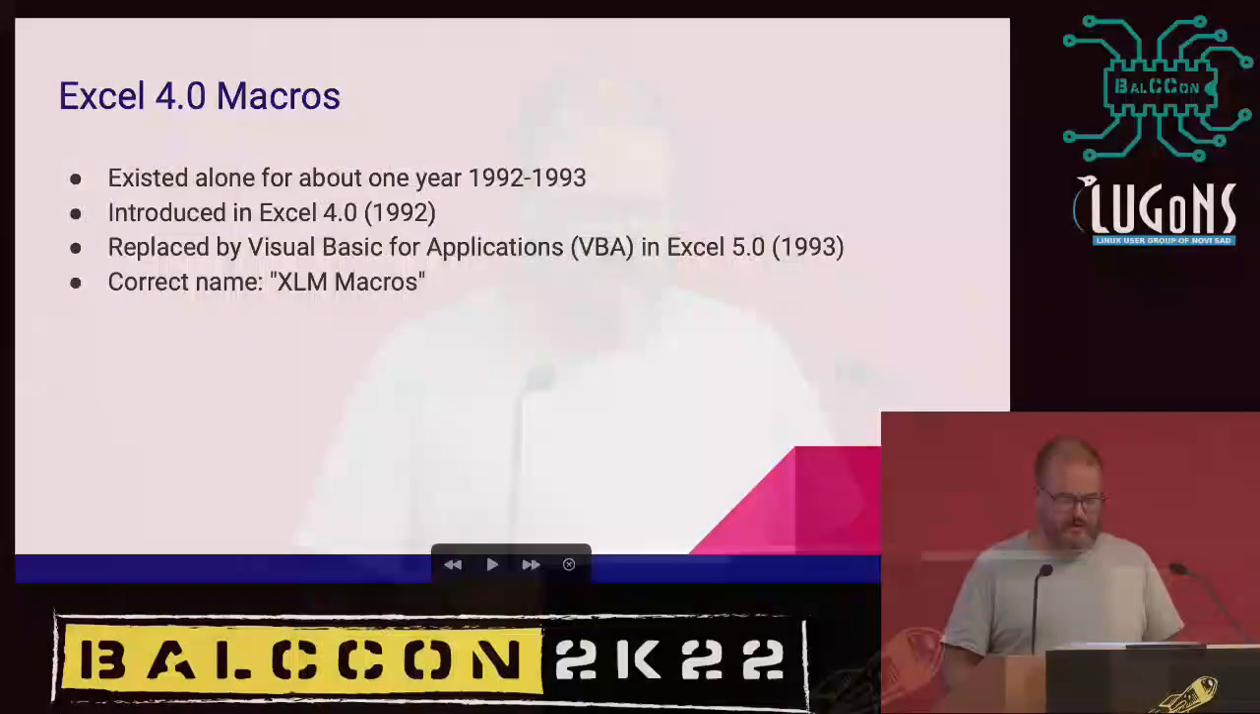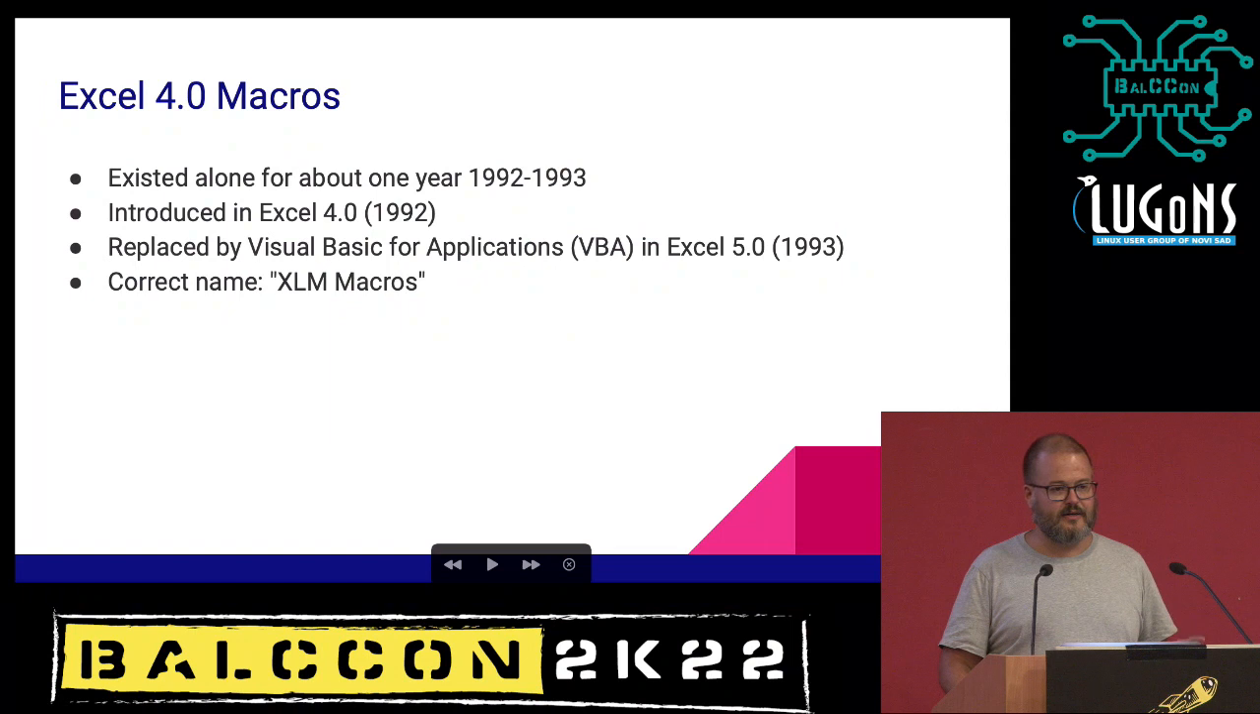Excel 4.0, which is where Excel 4.0 macros were introduced, was 1992. And then in 1993, Microsoft released Excel 5.0. Excel 5.0 is where they introduced Visual Basic for Applications, so VBA macros, the type of macros that we're very familiar with from the threat landscape up until 2020.